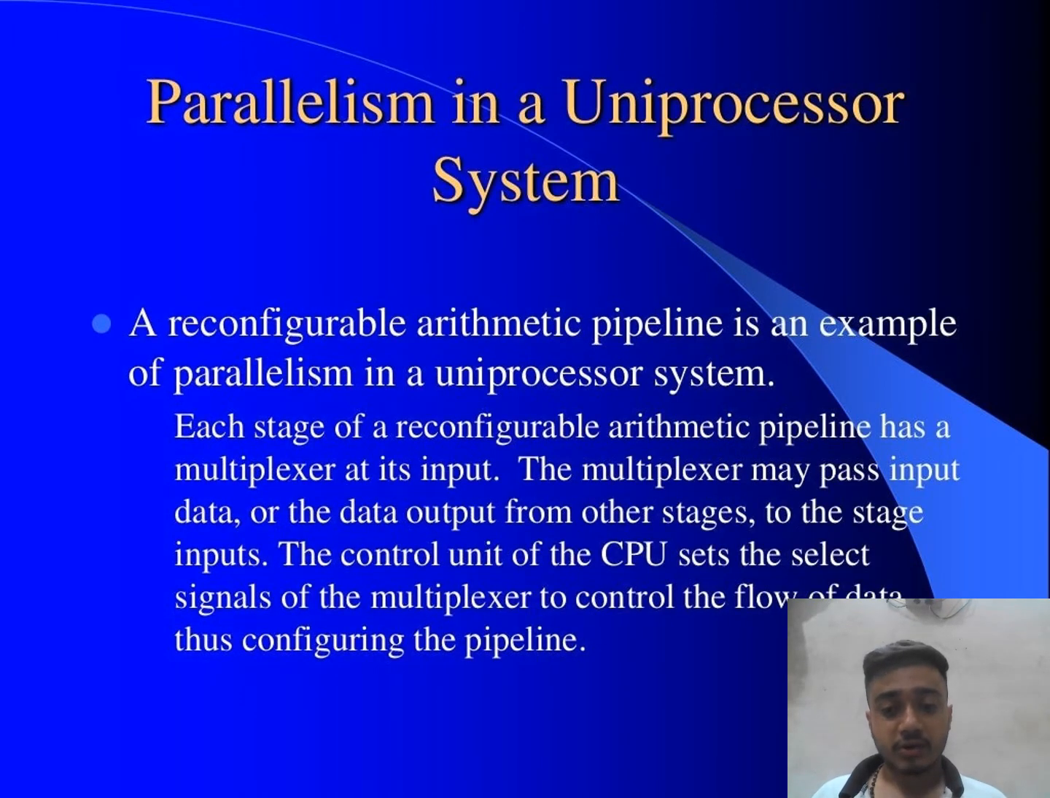Parallelism in a uniprocessor system. A reconfigurable arithmetic pipeline is an example of parallelism in a uniprocessor system. Each stage of a reconfigurable arithmetic pipeline has a multiplexer at its input. The multiplexer may pass input data or the data output from the other stages to the stage inputs. The control unit of the CPU sets the select signals of the multiplexer to control the flow of data, thus configuring the pipeline.